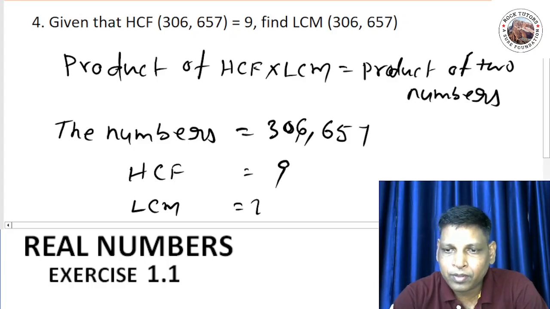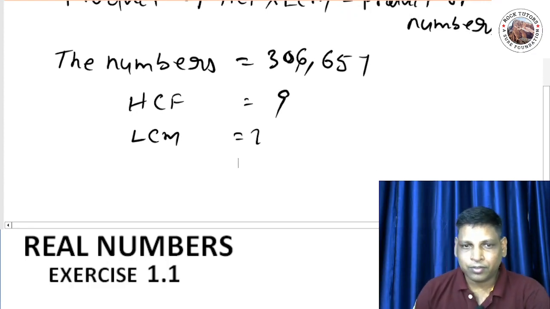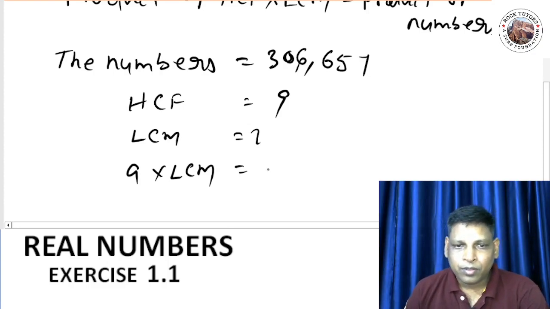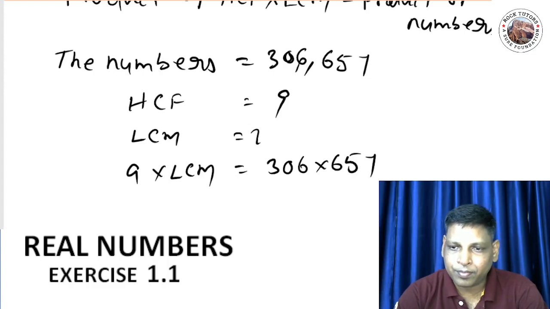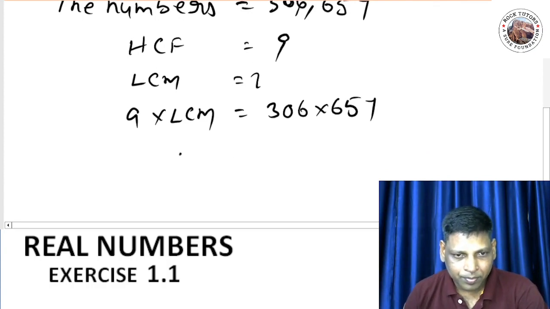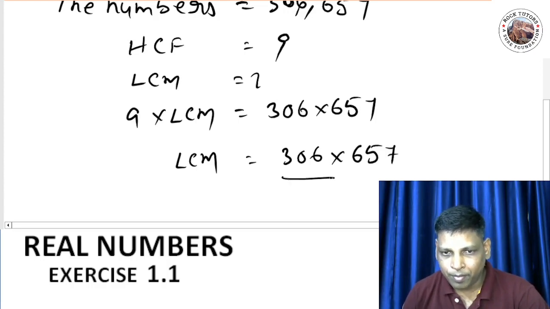So according to this formula, HCF into LCM, HCF 9 into LCM is equal to the product of the numbers, 306 into 657. So LCM is equal to 306 into 657 by 9.